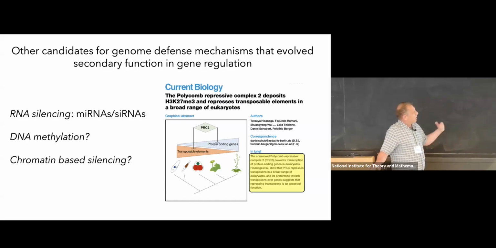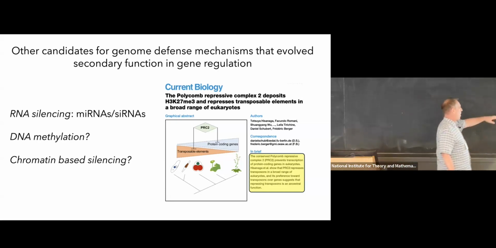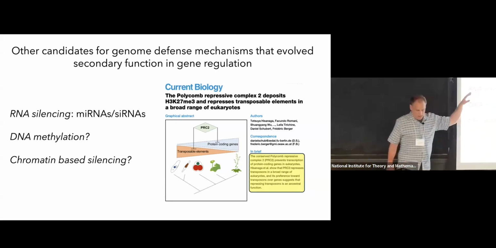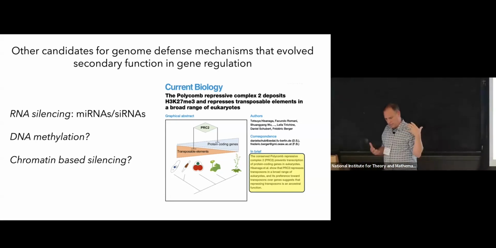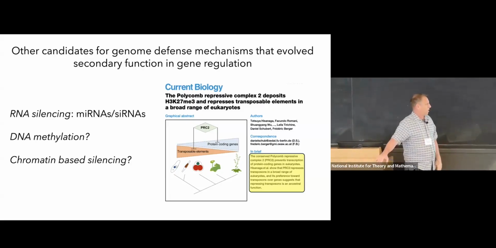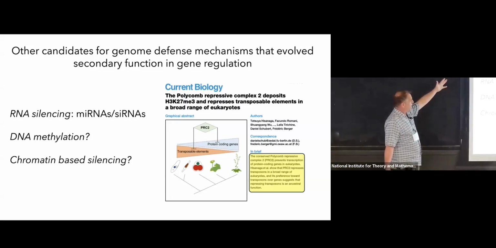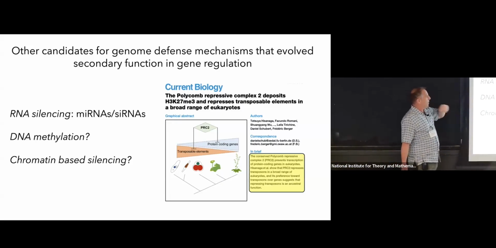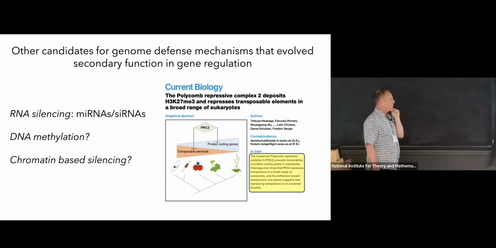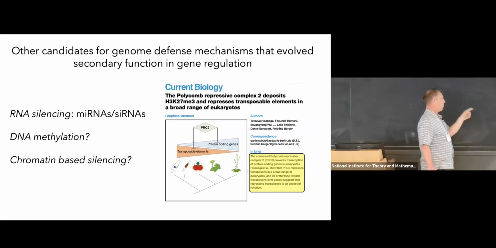But there seem to be a lot of candidates for genome defense mechanisms that involve a secondary function in gene regulation. Or maybe RNA silencing in general. But you do need to ask, what's the historical function of RNA silencing? Is it virus control? Is it transposon control? Is it gene regulation? It's a little hard to say. Maybe the ancestral function is transposon control. I'm biased, I would say that. Or maybe DNA methylation is another system of genome defense, and chromatin-based silencing.